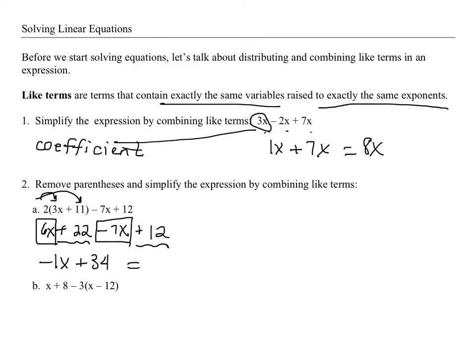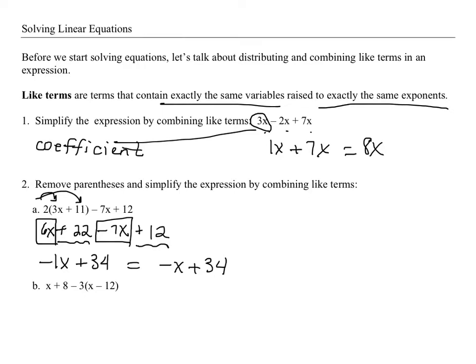Now you can write it like this, or the sophisticated math people of the world will write it like this without the 1 in front. It'll look like that. And those two cannot be combined because they are not alike. 34 doesn't have an x attached to it. So, wah, wah, wah. We can't do anything else with it. We're done.